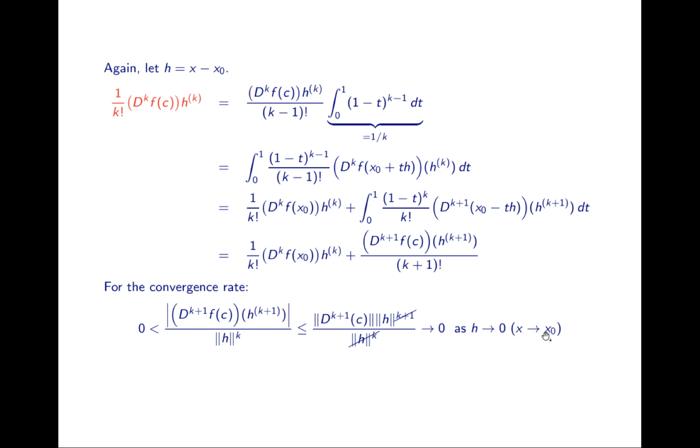Which is to say that x converges to x naught. And so that completes the proof. Now, it's not crucial that every single step of this proof you could recreate at a moment's notice. Not for this class. It's not crucial that the proof is right now completely crystal clear, but the ideas should be clear.